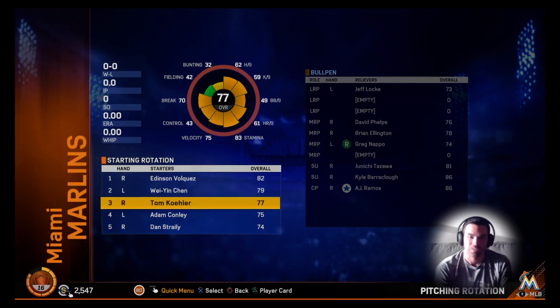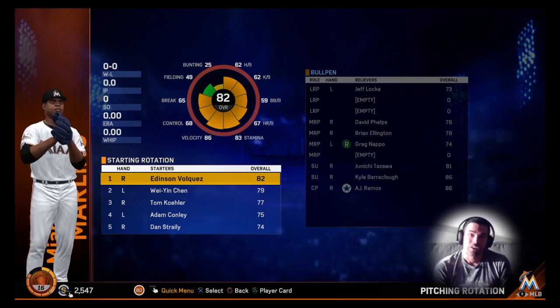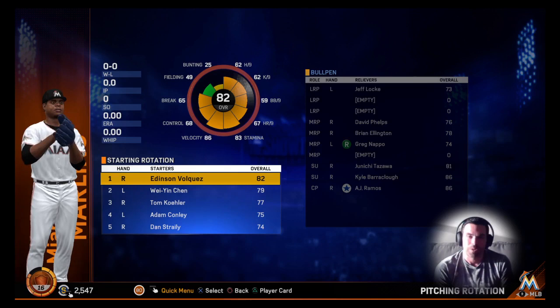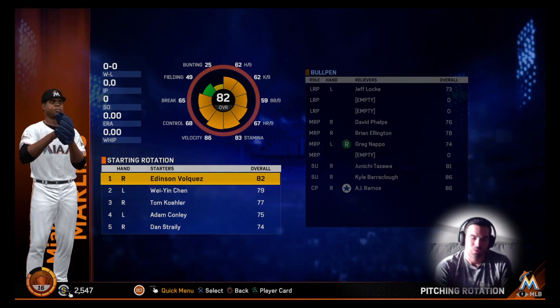That doesn't hold water. So anyway, folks, the whole idea here is that a lot of you are starting your franchises right now. You've got your rosters all set up, and now you're starting to think, how do I build my lineups? How do I build my staff? Hopefully this helped you. And again, this isn't a debate about what's better, traditional or sabermetrics. I'm not going to get into that.